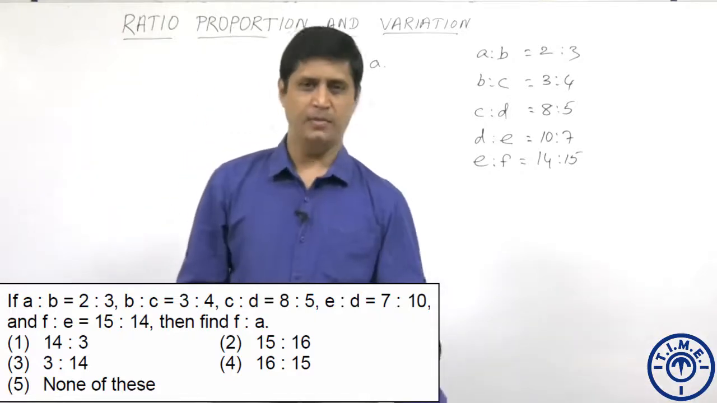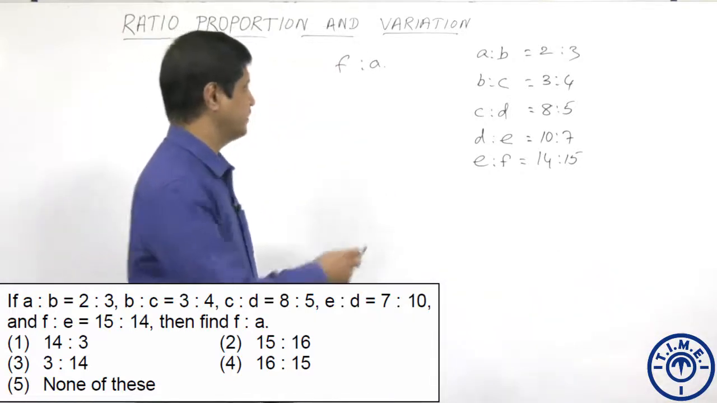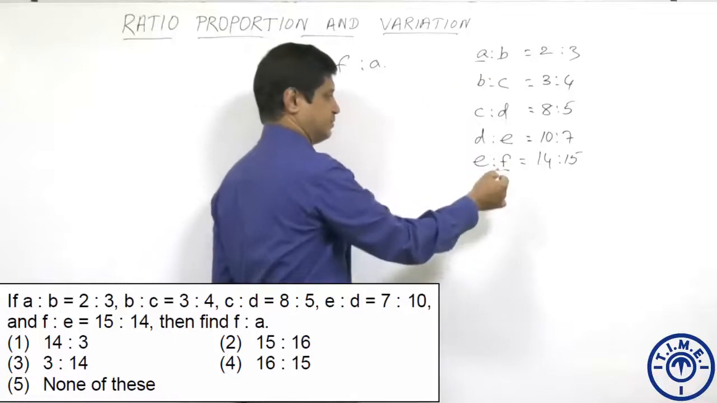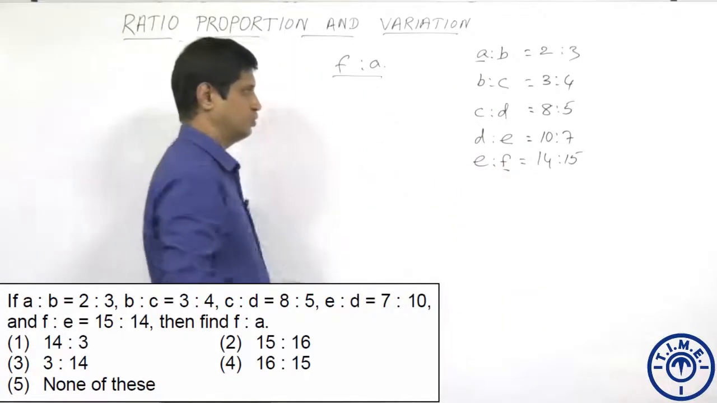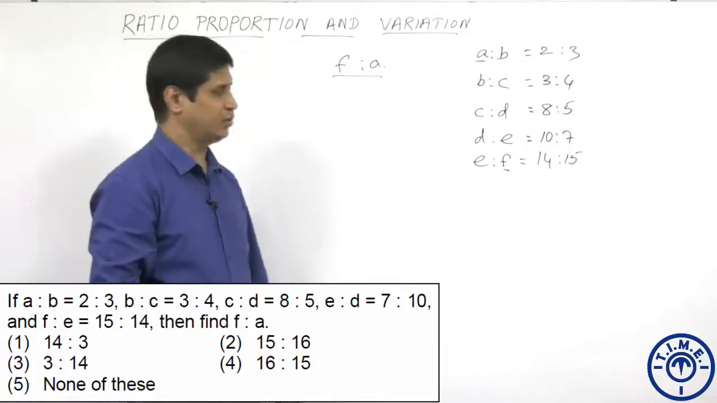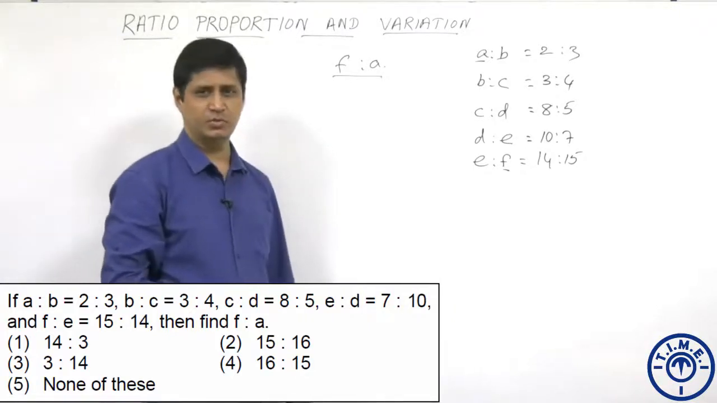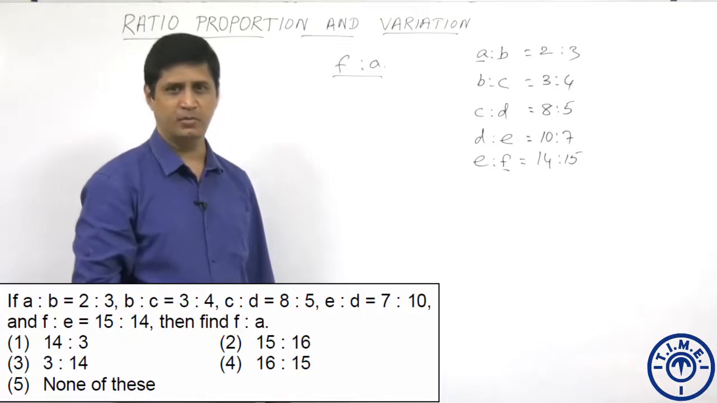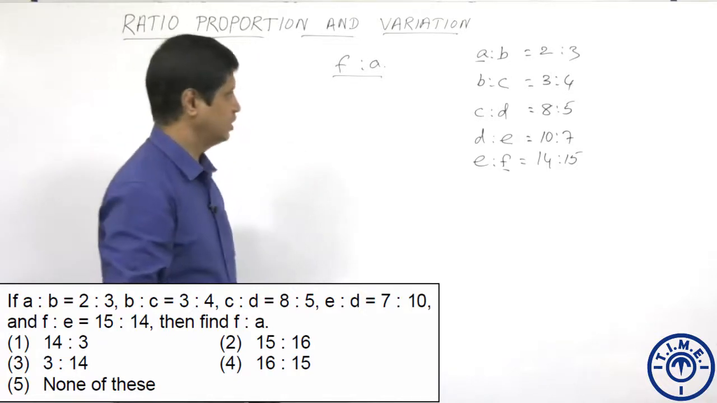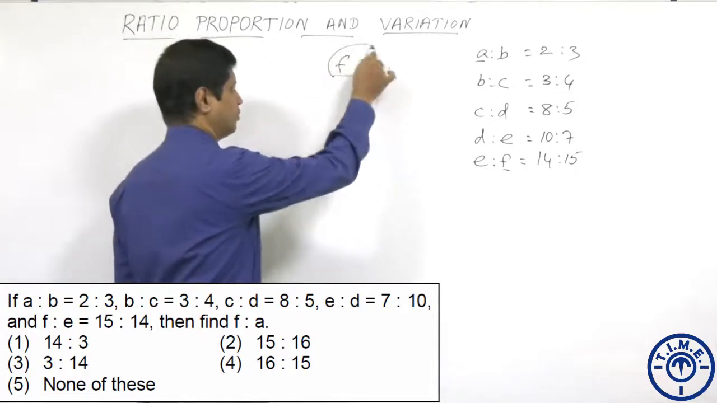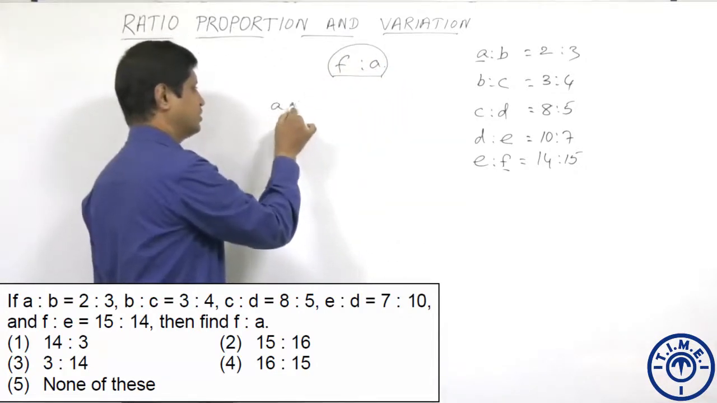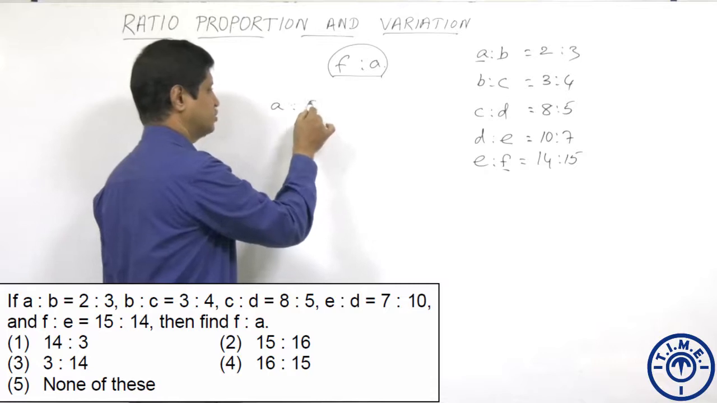F is to A. F is to A means the first term to the last term. The first term to the last term is what we call a compound ratio. Compound ratio means the product of all the antecedents and the product of all the consequents. Here F is to A is to be found. Now, F is to A is just the inverse of A is to F.